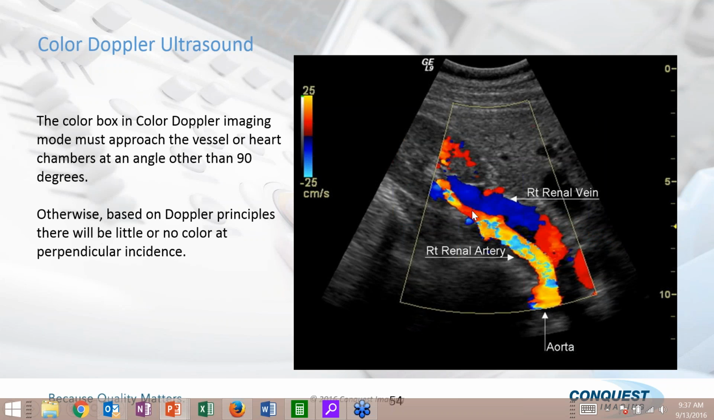So what we do is we put a color box on the image that we're looking at, and we tell the ultrasound system, I want to interrogate this particular part of the body.